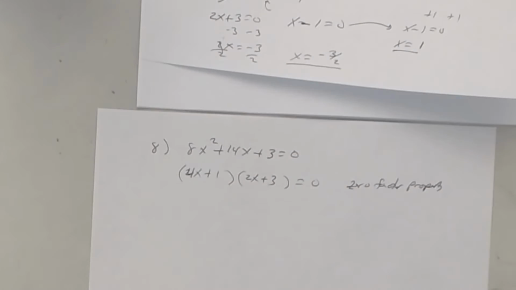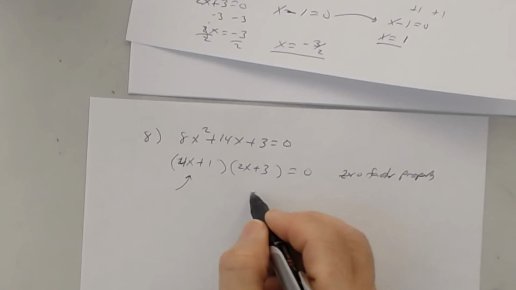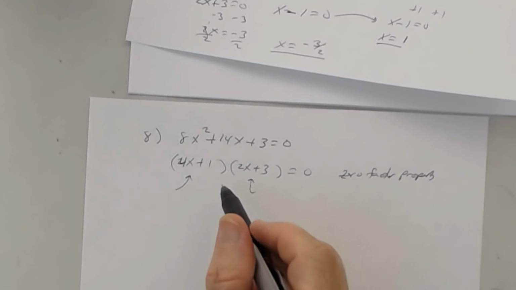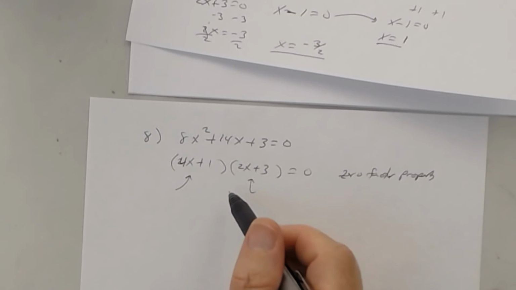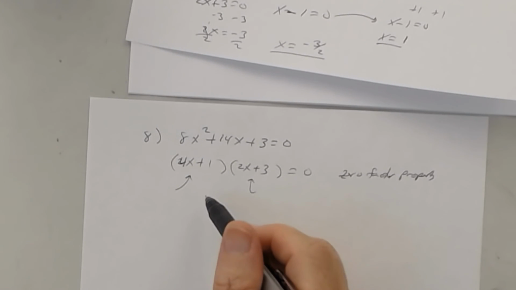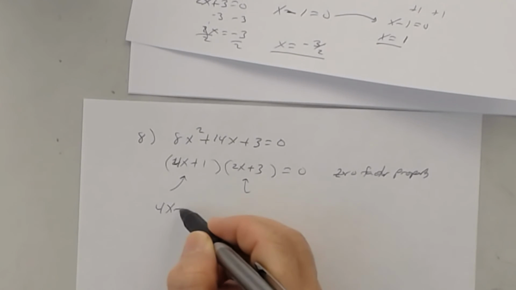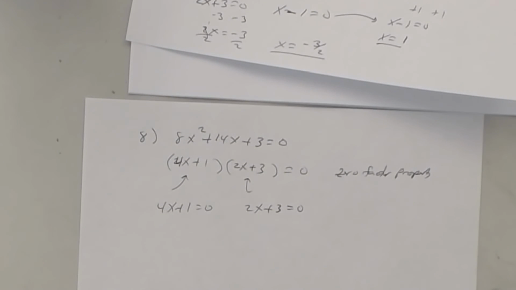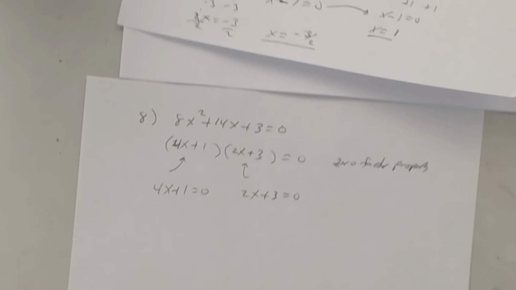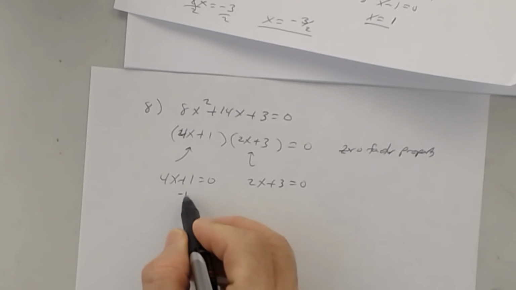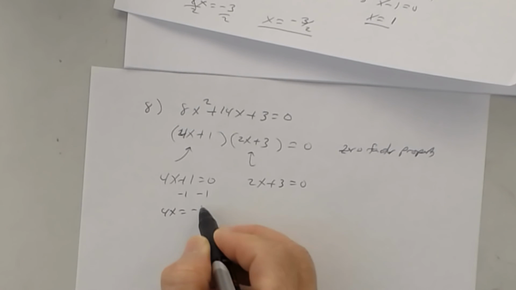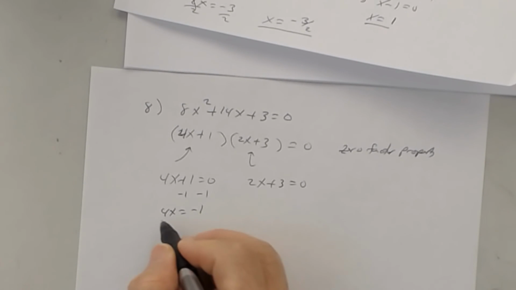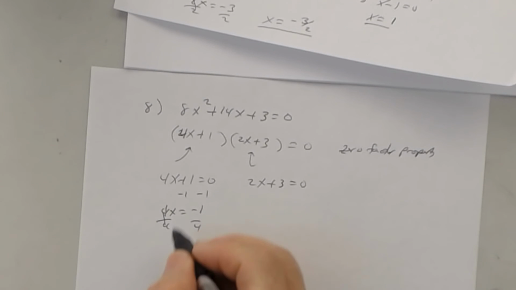And so basically you're going to take each of these factors. If you have a product of 2 or more factors, then one of them has to be 0. So set each one equal to 0. And notice I went from a quadratic equation to 2 linear. So it's just a matter of you solving these linear equations. So over here I get 4x equals negative 1. And divide both sides by 4. What's one of my solutions? Negative 1/4.